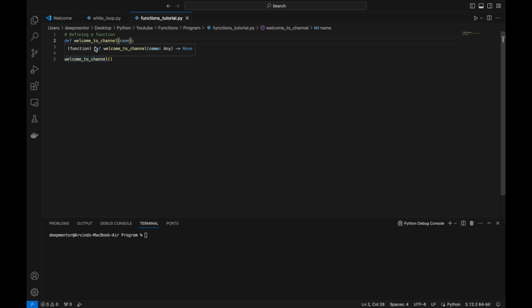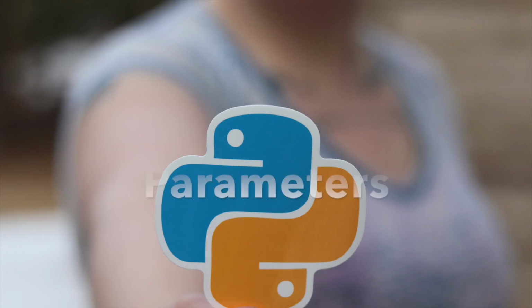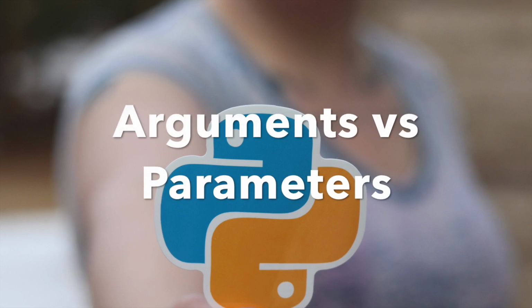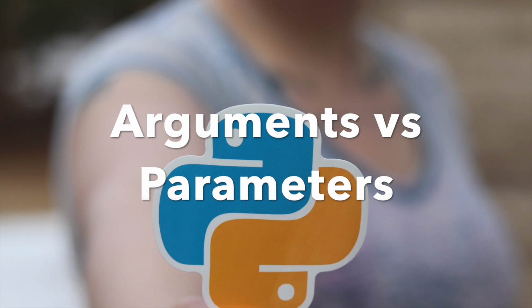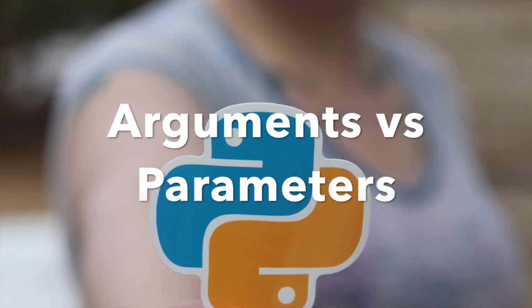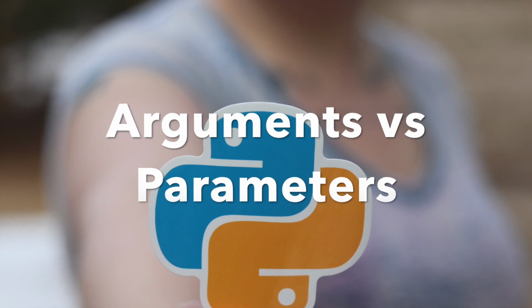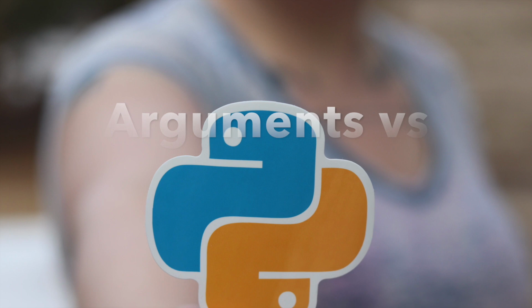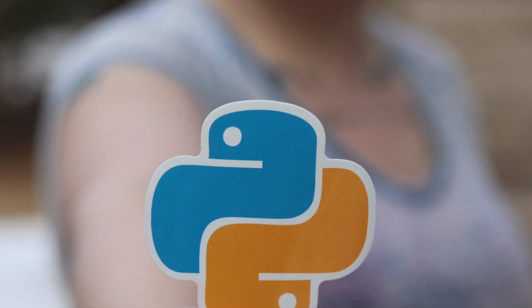We can pass some values to the function. These passed values are called arguments. Sometimes it's confusing to understand the difference between parameters and arguments. In fact, many of the programmers use them interchangeably. But the difference is that parameters are the variables that are declared within the function, while the arguments are the values that you are sending from the calling side.